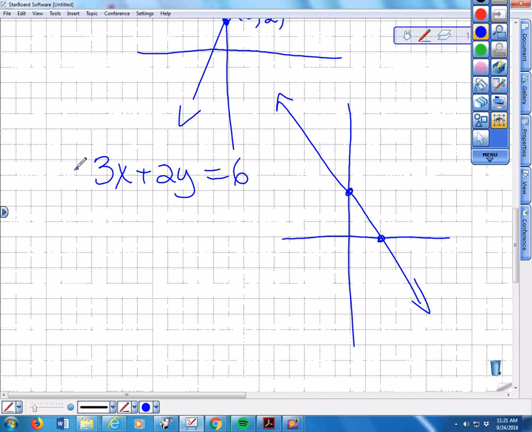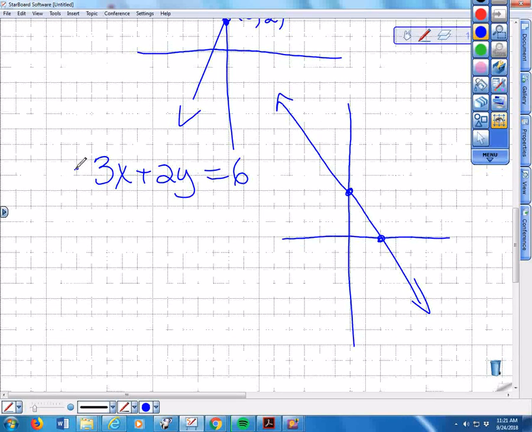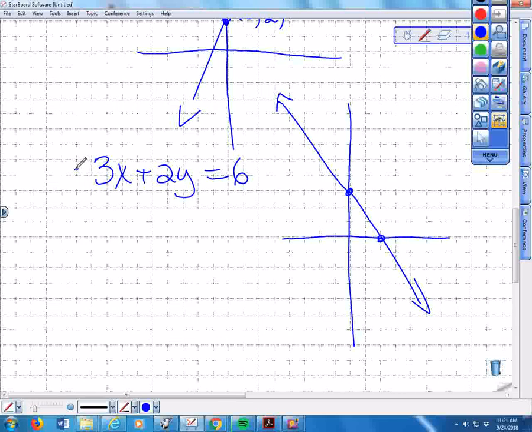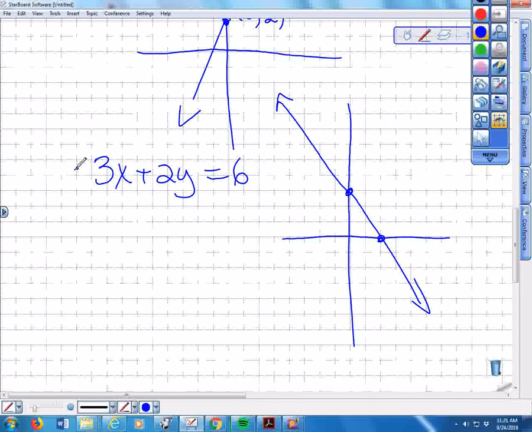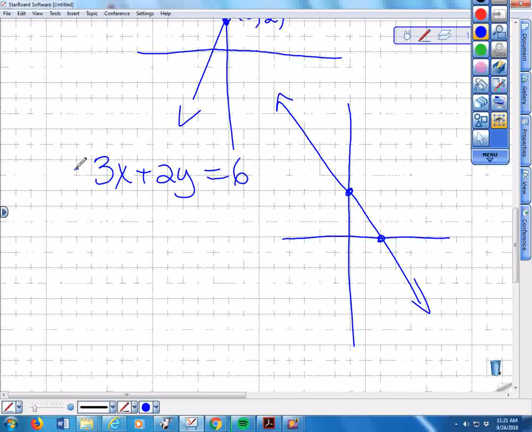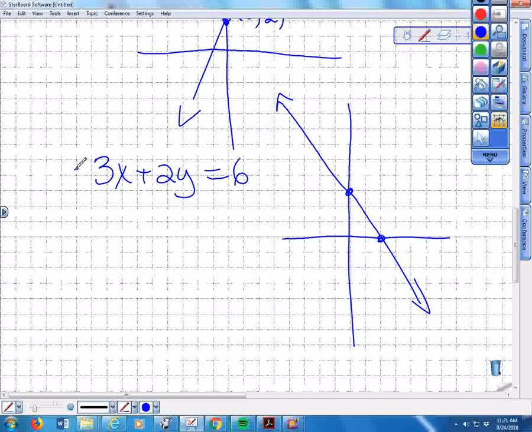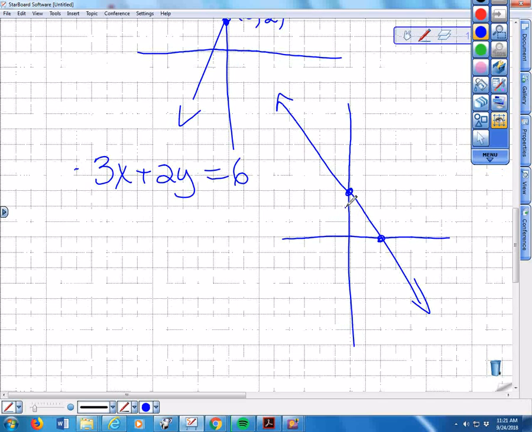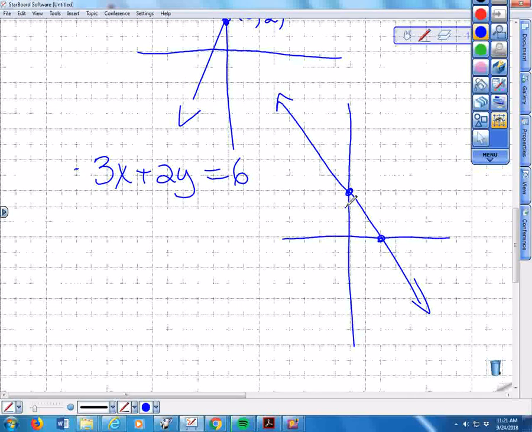What's a? 3. What's b? 2. Negative a over b, negative 3 halves. There's your slope. You don't have to put it in slope-intercept form and find m. Just negative a over b is your slope. Okay, and does it make sense? Well, negative 3/2, I said. 1, 2, 3 down, 2 right. Slope's negative 3/2. Okay, memorize that if you want to.